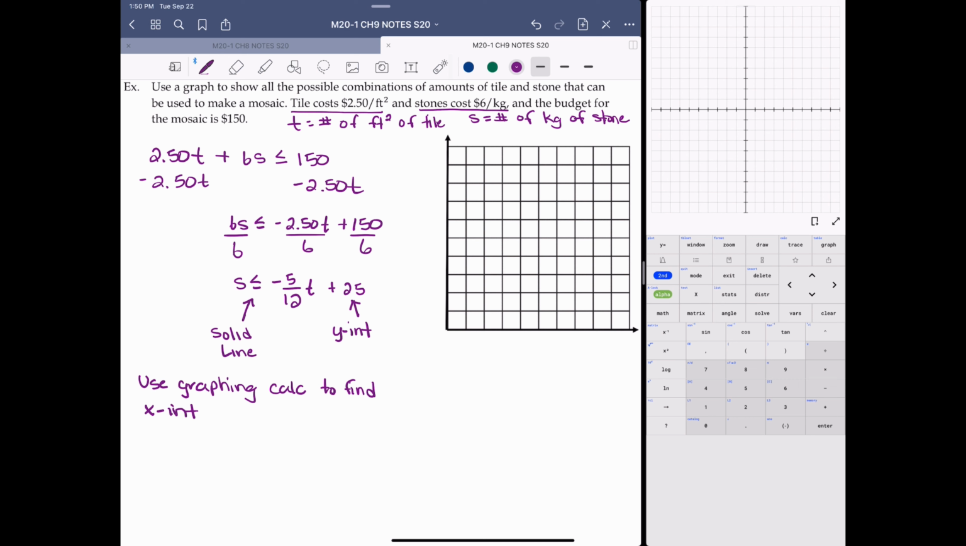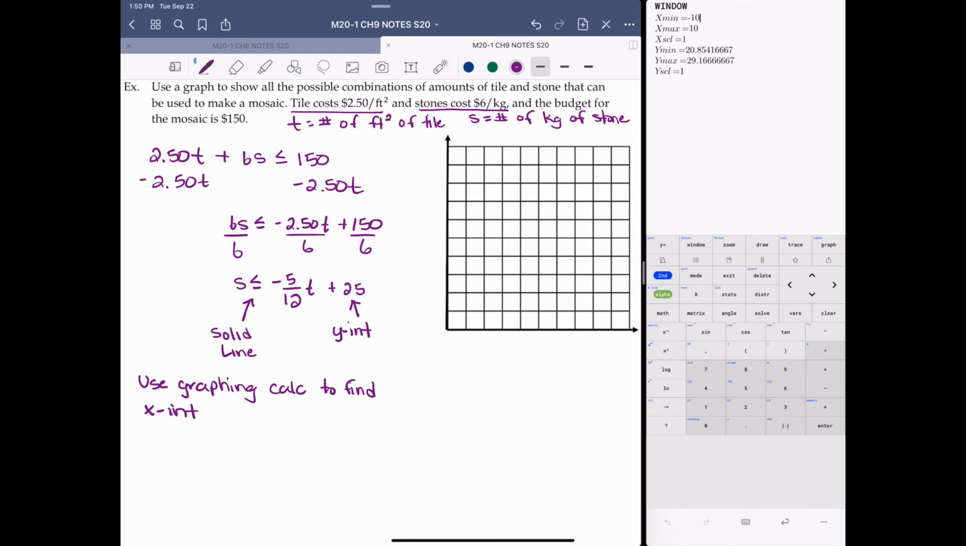You gotta think about the situation. We're not gonna have negative numbers of square feet of tile or kilograms of stone. So we really just want to focus on quadrant 1, the positive. So if I go Zoom Fit or Zoom Auto on a Casio, I think it is 6 in this case, that gives me a starting point. Then I go to my window.